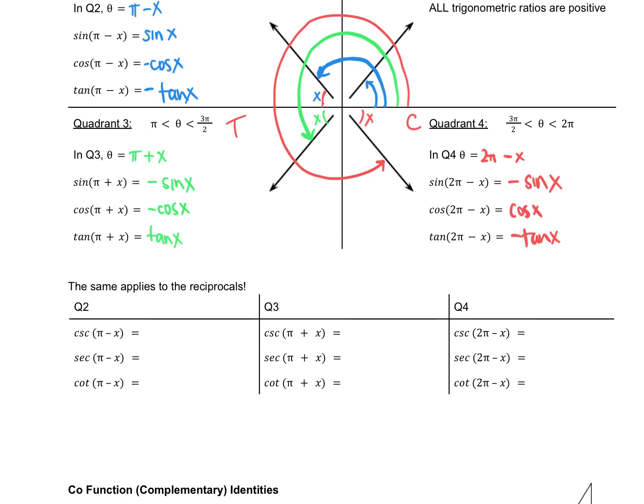So in quadrant 2, where we're in S, only the reciprocal of sine will be positive. So that's cosecant. Whereas secant will be negative and cotangent will be negative as well. In quadrant 3, we're in tan's quadrant. So cosecant will be negative, secant will be negative, but cotangent will be the positive ratio. And quadrant 4, cos's quadrant, so only its reciprocal secant will be positive.